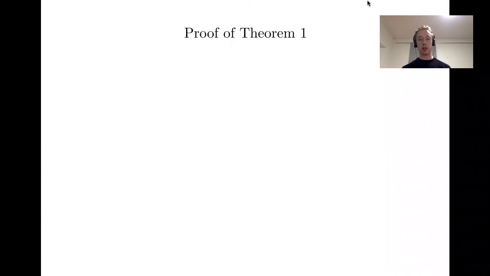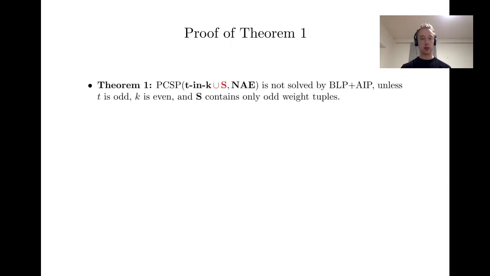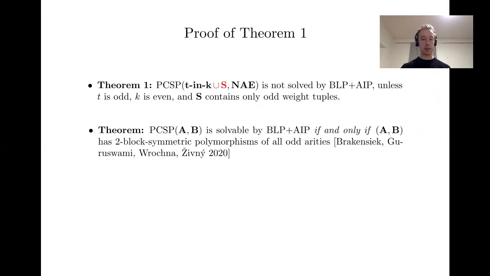The proof of theorem 1, in fact, relies heavily on the two-block symmetry identity. First, to recall the theorem, PCSP of T and K plus some set of tuples S, NAE is not solved by the strongest PCSP algorithm unless the parameters satisfy some parity constraint, in which case the problem is tractable for simple reasons. The connection to two-block symmetry is the following theorem. PCSP of AB is solvable by the BLP plus AIP algorithm if and only if the template AB has two-block symmetric polymorphisms of all odd arities.